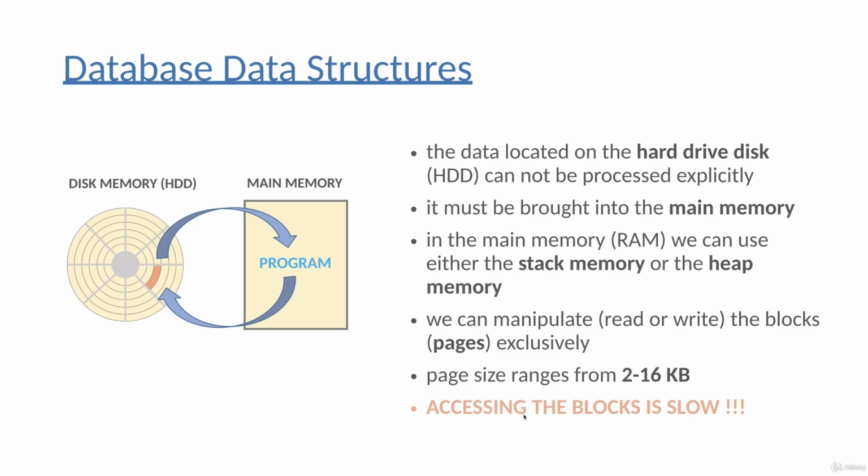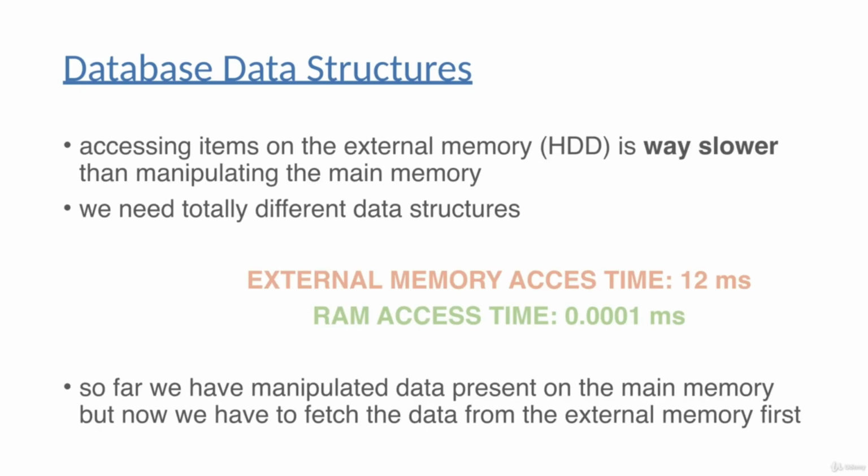Of course, accessing the blocks, so basically manipulating the external memory, is way slower than manipulating the main memory. This is what we talked about in one of the previous lectures as well, that accessing items on external memory takes approximately 12 milliseconds, while accessing the main memory, so the RAM, takes 0.0001 milliseconds. As you can see, there's a significant difference as far as access times are concerned.